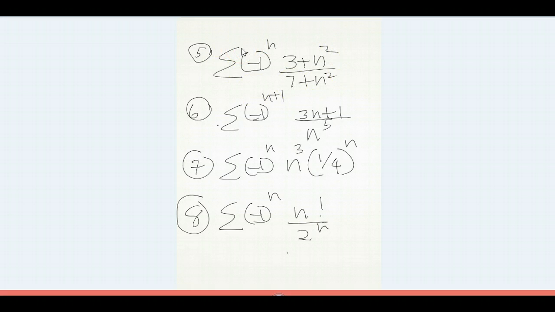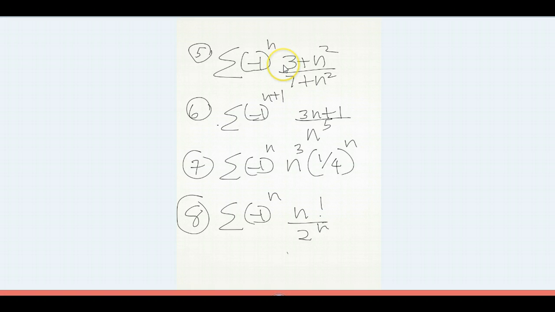Part 1 is divergent. So remember, if part 1 is divergent, that's the end of the story. There is no point going to part 2, which only makes sense if part 1 is convergent. So part 1 is divergent, so the answer is the series is simply divergent.